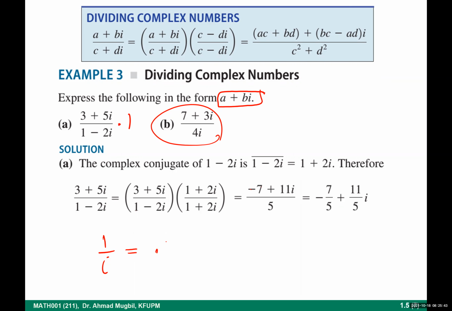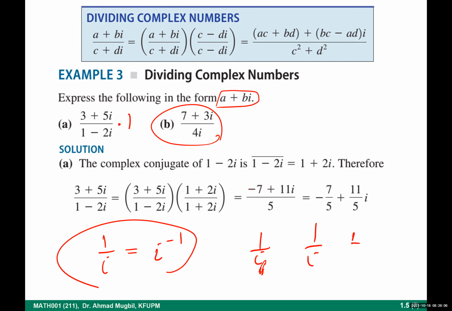You cannot say i to the power -1. It is i to the power -1. So the question is again, what is i to the power -1? It is 1 over i. Is it in the standard form? Is it written in the standard form in this way? 1 over i, or i to the power -1. Is it in the standard form? No.